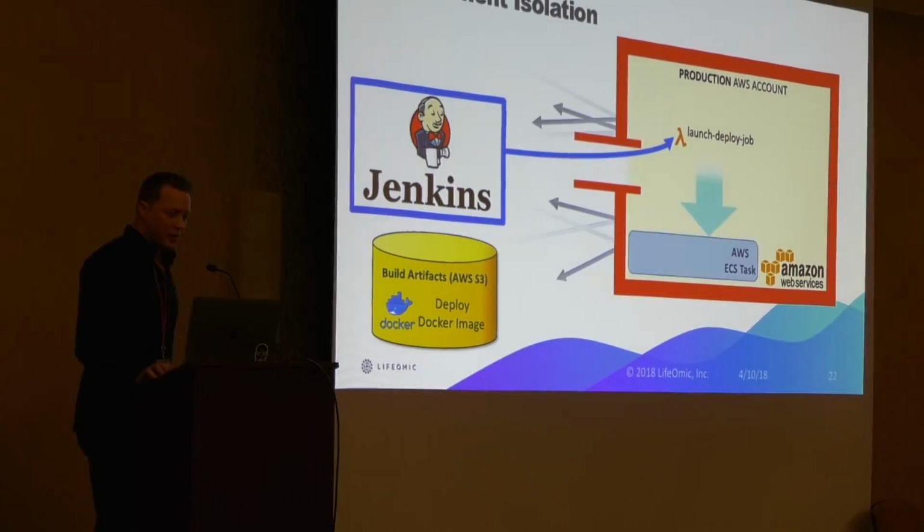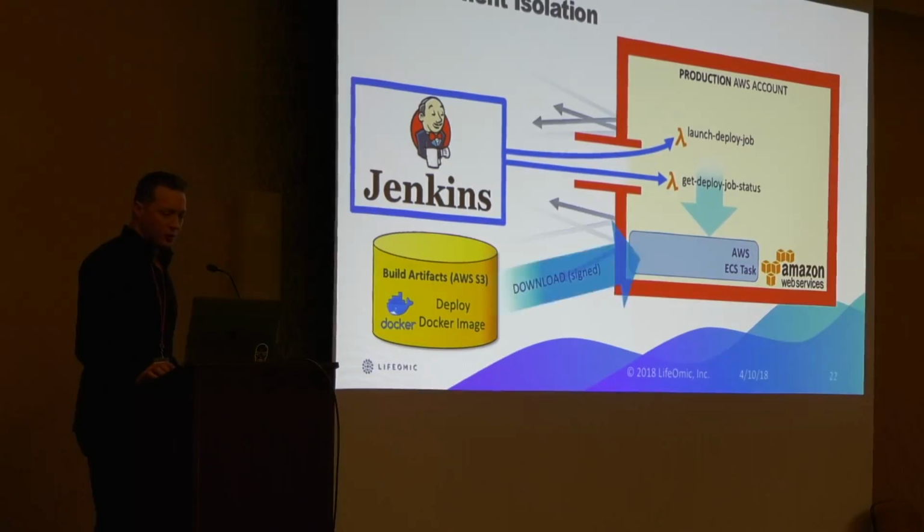So we invoke a Lambda function called launch deploy job, which then launches an ECS task. And ECS is similar to Kubernetes, if you're familiar with it. It basically allows you to run a Docker container in a cluster of compute instances. The next thing we do, after we kick off the ECS task, is we have one more entry point into the environment that allows us to call a Lambda function to poll for the status of that deploy job.